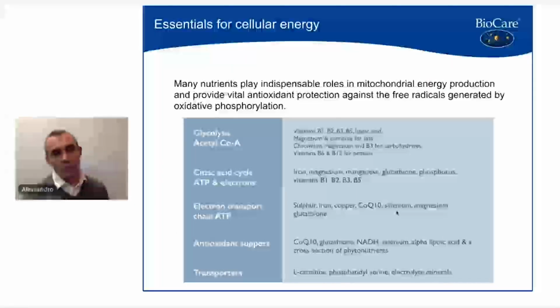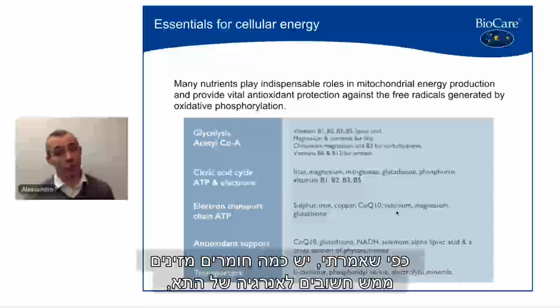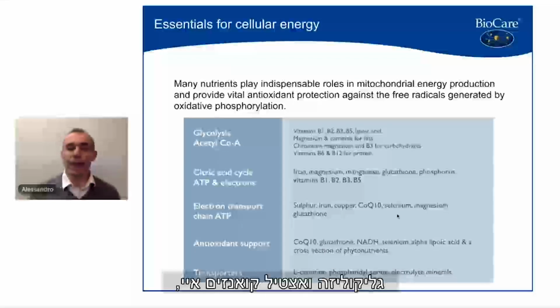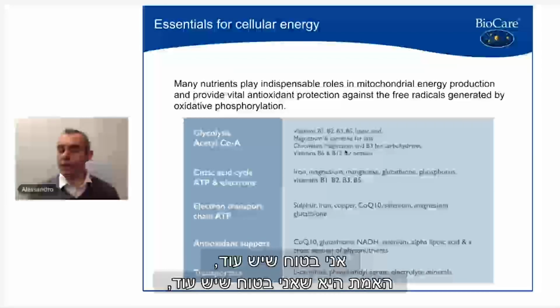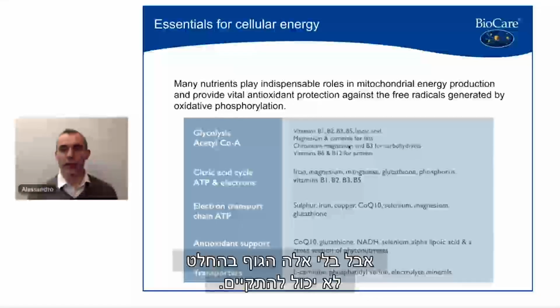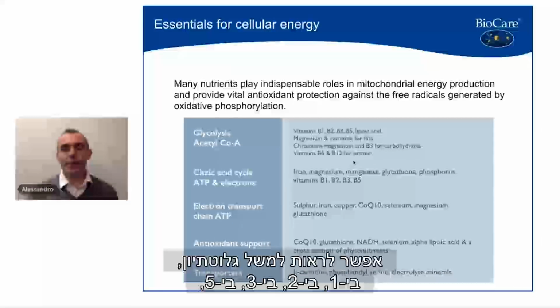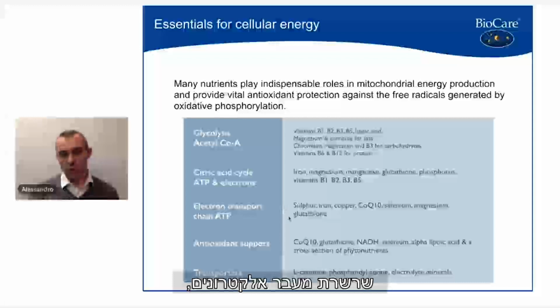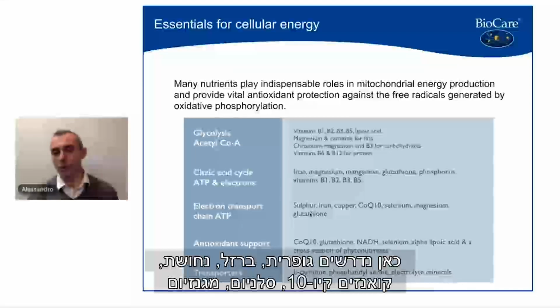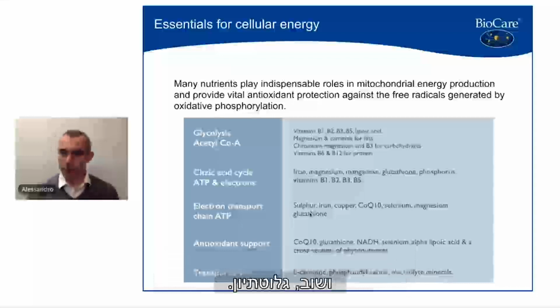So, as mentioned, there are a few nutrients that are really, really important for cellular energy. We have glycolysis and acetyl coenzyme A, and we have listed here for you the most important nutrients. I'm sure that there are more, in actual fact, I am sure that there are more, but mainly the ones that the body definitely cannot go without. You can actually see that, for example, glutathione, B1, B2, B3, B5 show up in the first two very, very well. Electron transport chain, this will have sulfur, iron, copper, CoQ10, selenium, magnesium, and again, glutathione.